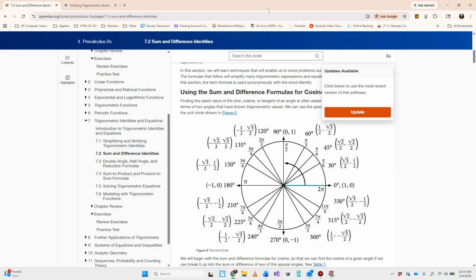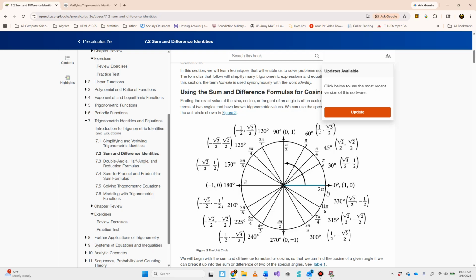What is the cosine of 7 pi over 12? Do you see 7 pi over 12 here? No, you don't. There is no 7 pi over 12 radian on this unit circle. But I'm asking you to give me an exact answer. So how do you do it?